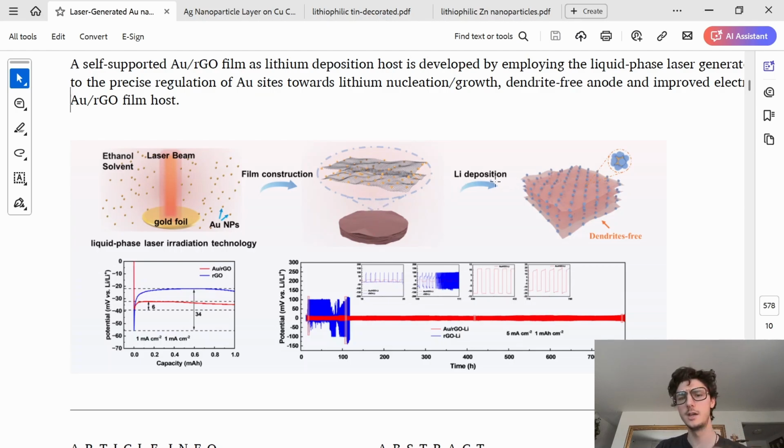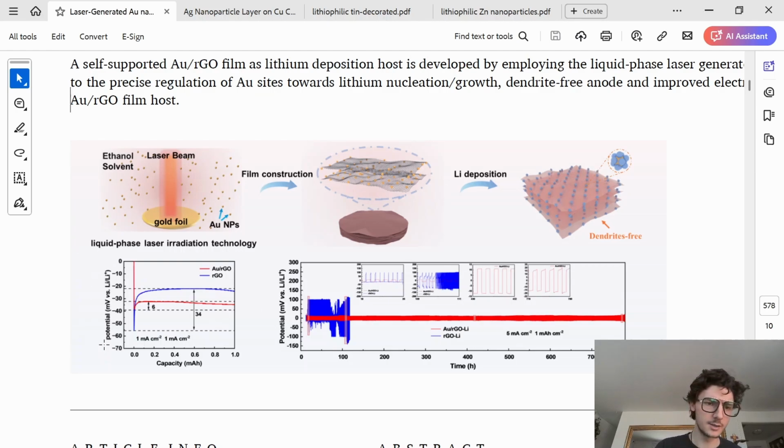Then we have lithium deposition. So I'm assuming this lithium is the little blue dots, and you can see lithium nucleation. Nucleation basically means the lithium attracts onto the gold because the gold is lithiophilic. It has an affinity for lithium, and then the lithium slowly grows. And you can see the lithium grows uniformly over this entire matrix here.